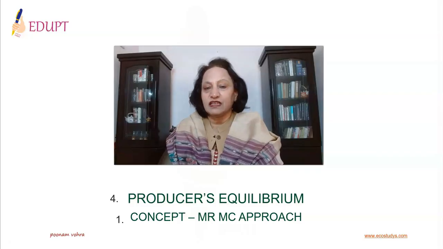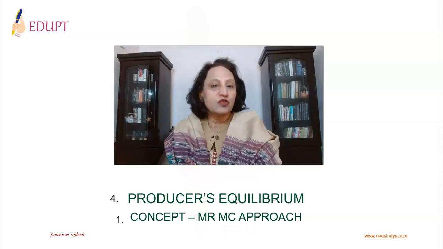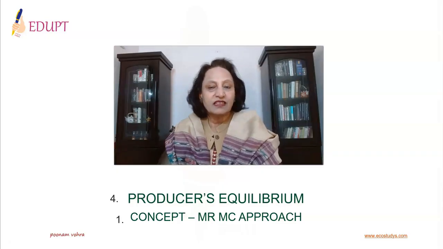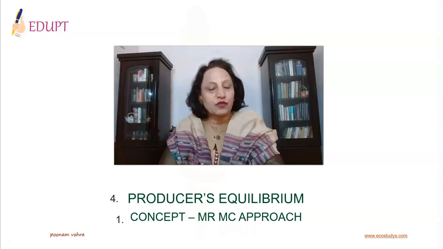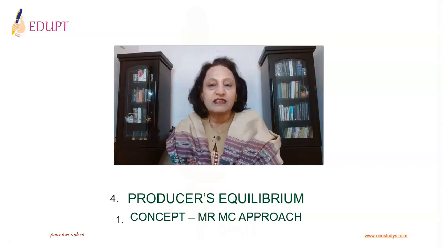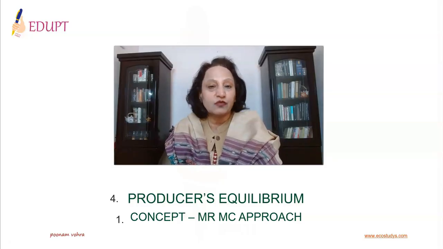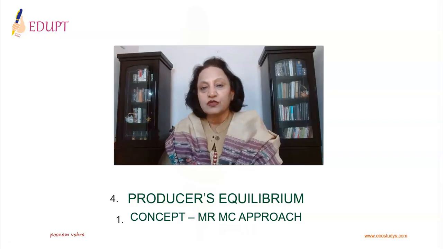Any producer can earn profit under two situations. One, when more is sold at the same price, and two, when more is sold at a lower price. Here the discussion is focused on more being sold by the producer at the same price to attain equilibrium. For that, let us first understand the concept of the marginal revenue, marginal cost approach to attain equilibrium.